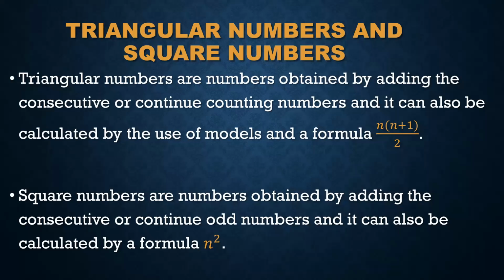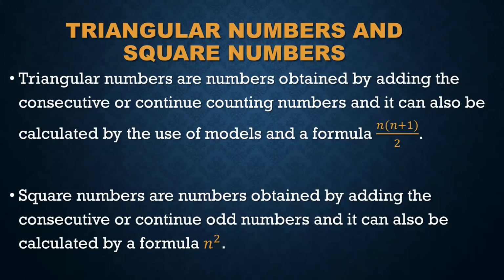Once we are done with the triangular numbers, and with how to use all three methods using the patterns, which means that we add the consecutive counting numbers to get the triangular numbers. And we also told that the formula is what? n(n plus 1), all divided by 2.